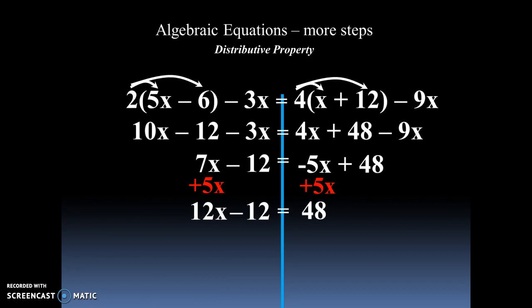Simplify. Now I need to get rid of the minus 12. I'm going to add 12 to both sides. 12x equals 60. Divide by the coefficient, 12 on both sides. Running out of room, but just enough space for the answer. So that one's probably the top level of difficulty required for secondary 1. Hopefully you guys are okay with that.